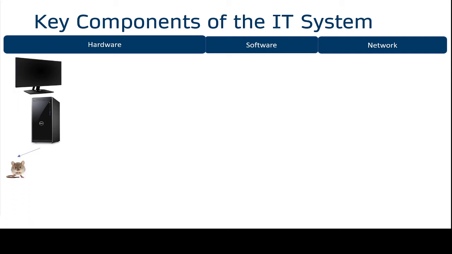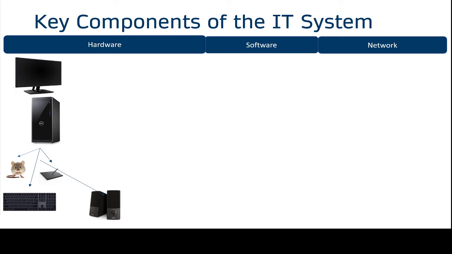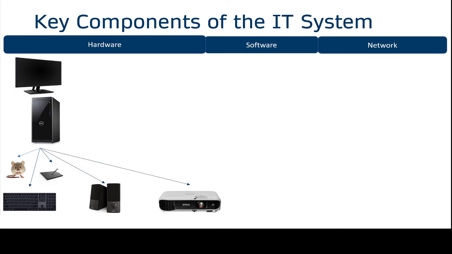Connected to your laptop or your desktop, you've got a mouse, a keyboard, and you could potentially have, though you might not necessarily have all these things, a graphics tablet, speakers to hear things, or a projector to project on a large screen. These are typically called peripherals. These are things that are plugged into your computer.